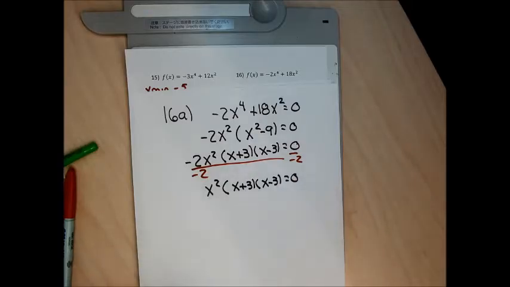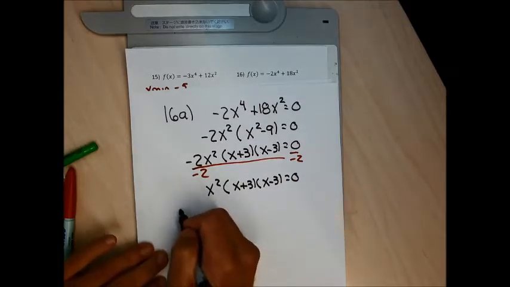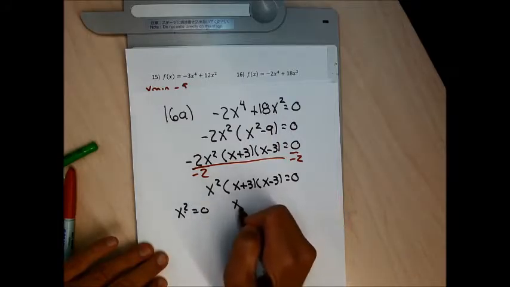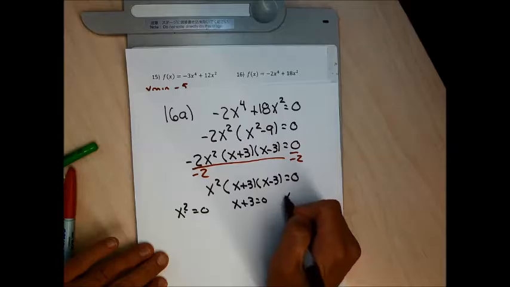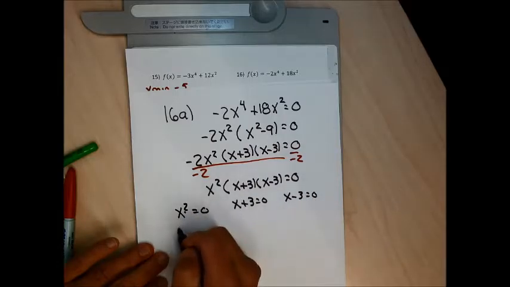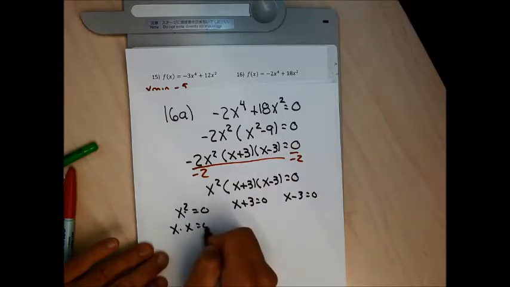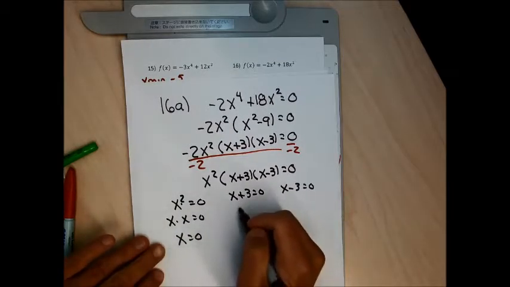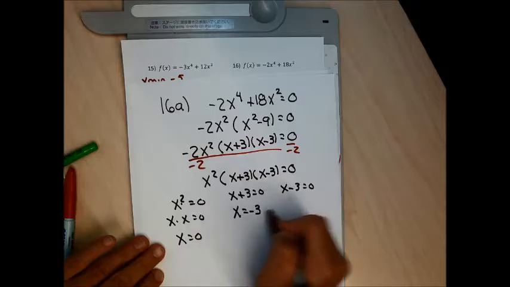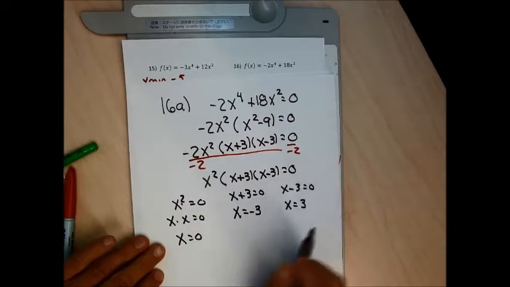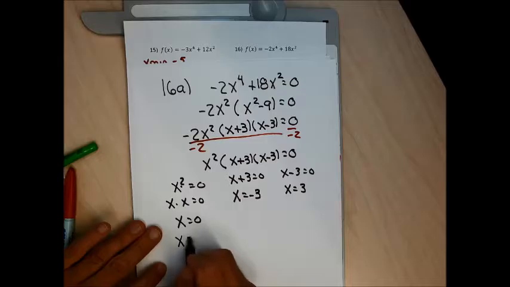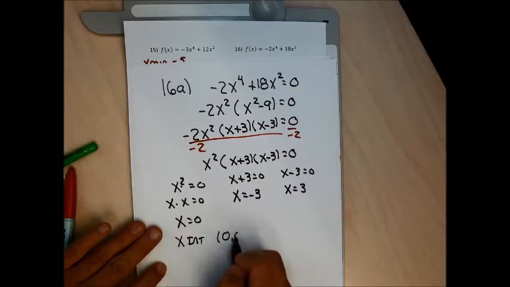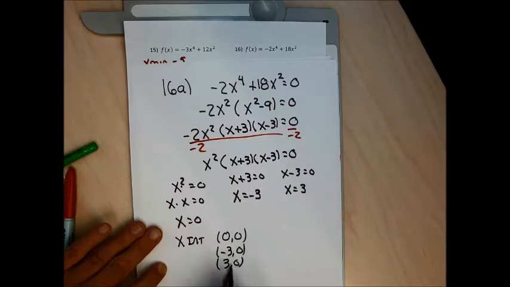and got that. Now I'm going to go x squared equal to 0, x plus 3 equal to 0, x minus 3 equal to 0. This gives me x times x equal to 0. This just gives me x equal to 0, but it has even multiplicity. This gives me x equal to negative 3. This gives me x equal to positive 3. My x-intercepts are going to be the points (0, 0), (negative 3, 0), and (positive 3, 0).